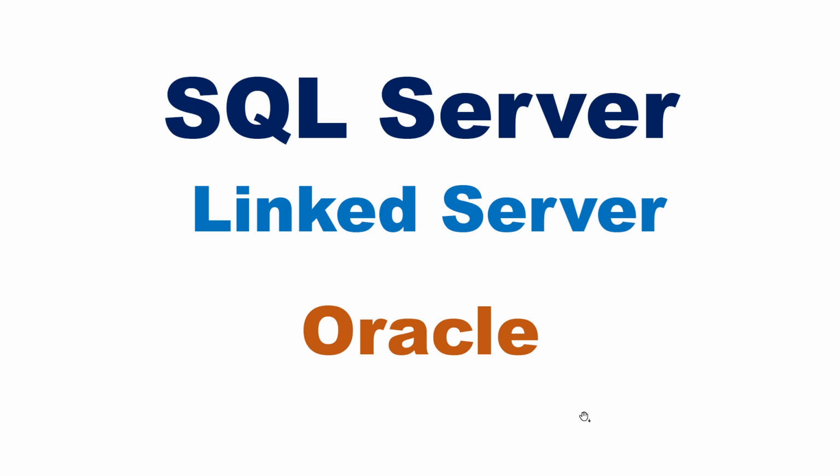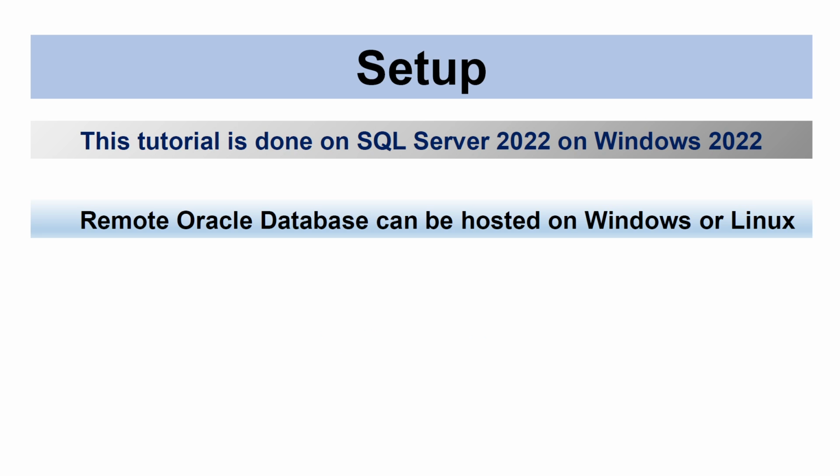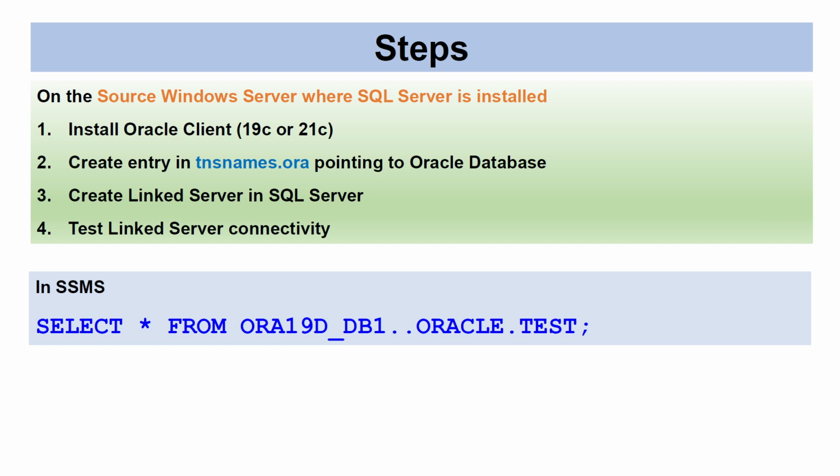Hello all, in this particular tutorial we will learn how to configure a linked server to Oracle from a SQL Server database. This tutorial is done on SQL Server 2022 running on Windows 2022. The remote Oracle database can be hosted on a Windows or Linux machine. Now, these are the high-level steps.